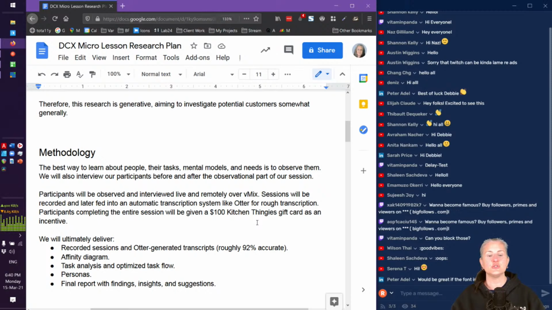Participants will be observed and interviewed live and remotely over vMix. Sessions will be recorded and later fed into an automatic transcription system like Otter for rough transcription. So I might actually do that. And what I might do is post those Otter transcriptions in the Slack workspace. So if you'd like to get those, and remember, they're usually about 92% accurate. They're really hit and miss. I'll make those available. But again, these will all be archived on YouTube. You can always rewatch them, and then Google will do the auto-generated captions too.